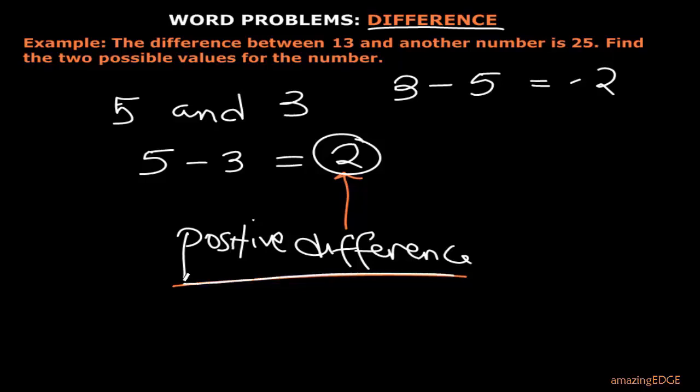So when you are talking about the difference between two numbers, you just subtract. You subtract the small number from the big number in order to arrive at a positive difference. So we always talk about the positive difference, unless otherwise stated. So we'll look at an example now.